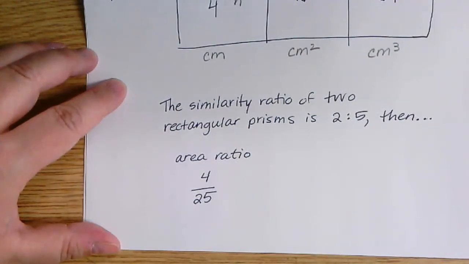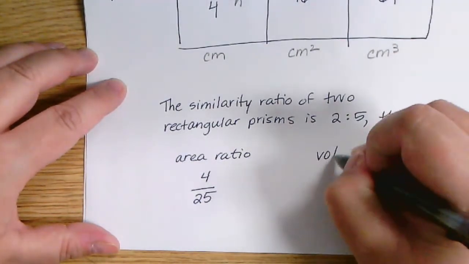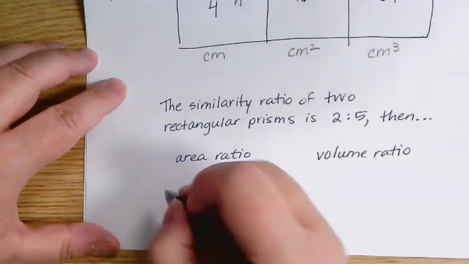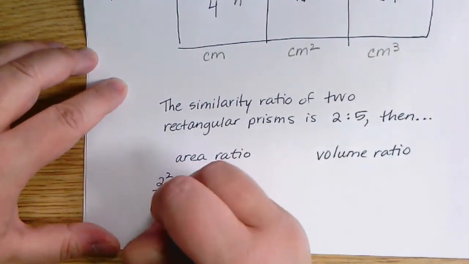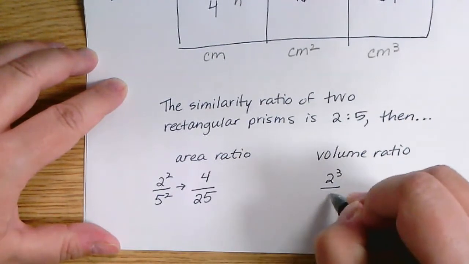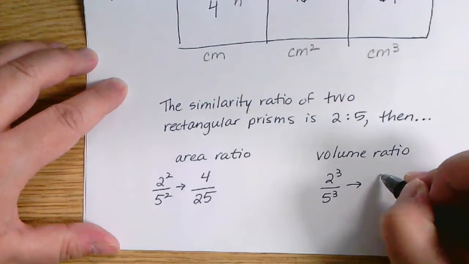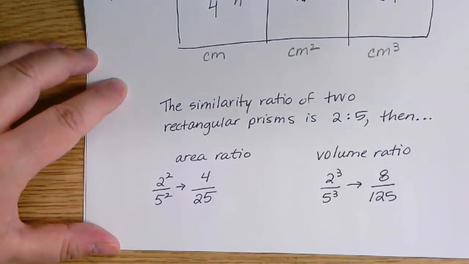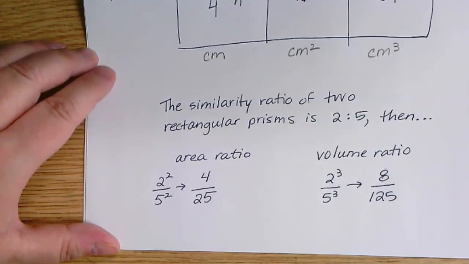And again, if the similarity ratio of two rectangular prisms is 2 to 5, then the volume ratio is 2 cubed, and let's go ahead and write it that way. 2 cubed over 5 cubed, which is 8 over 125. It's a pretty cool relationship, actually.